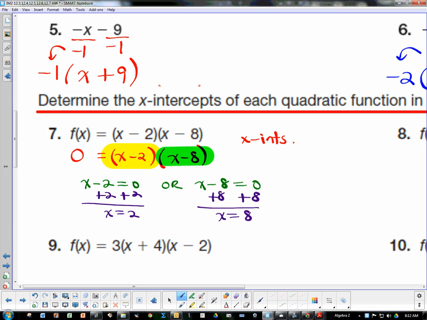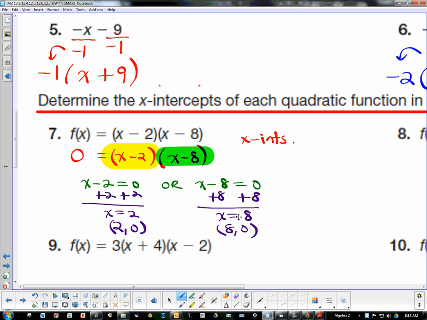Folks, guess what you just found? X-intercepts. This x-intercept right here in ordered pair form is 2 comma 0. Okay, how about this one? 8 comma 0. Ultimately, you guys are going to get so good you don't even have to show any of this work.